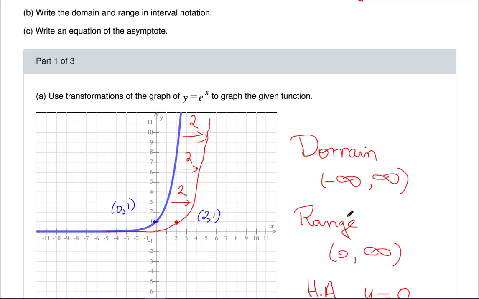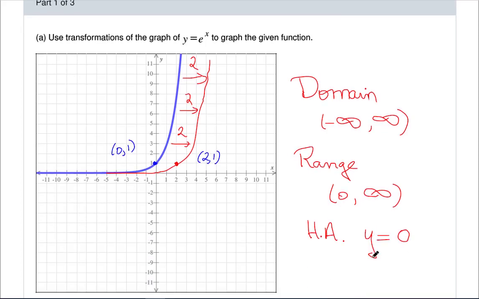Domain and range are the same for all exponential functions. Horizontal asymptote is still the x-axis, which is y is equal to 0.